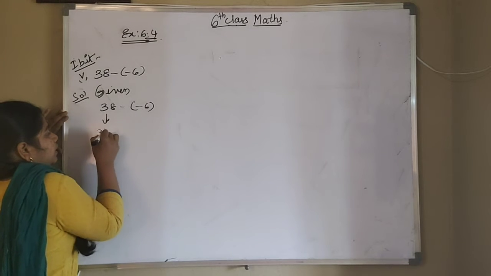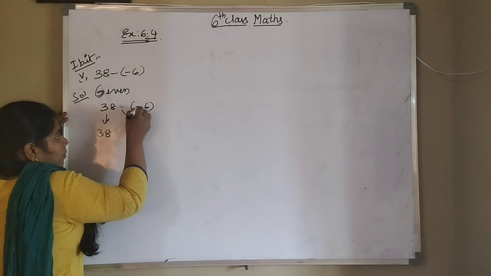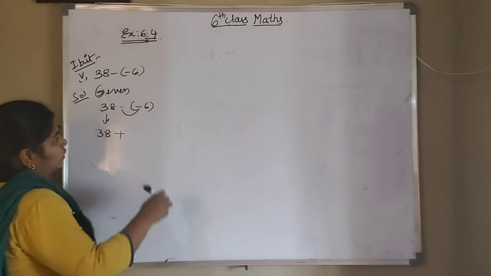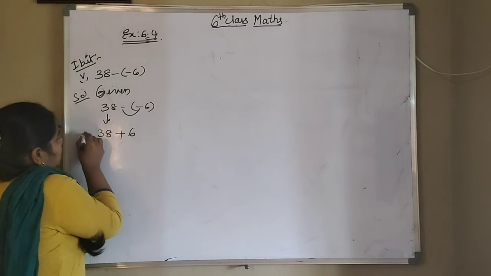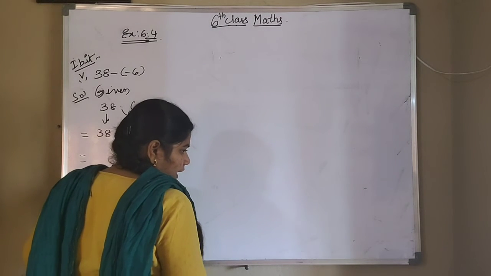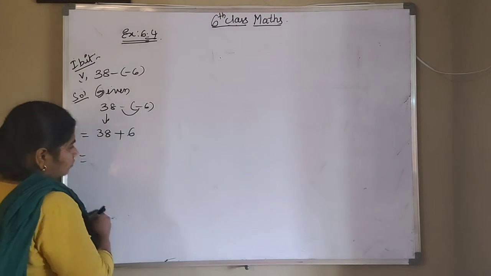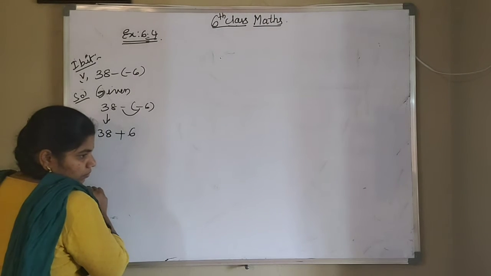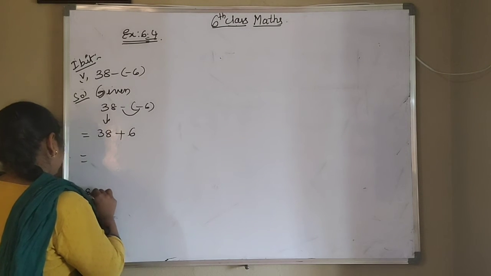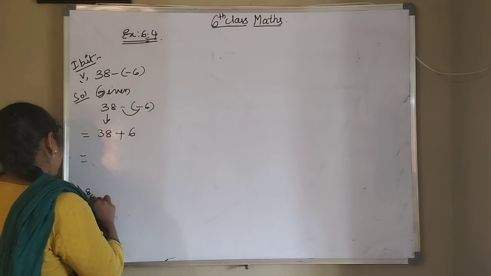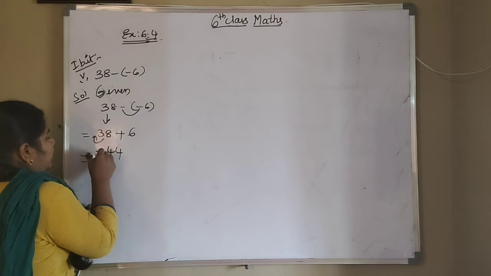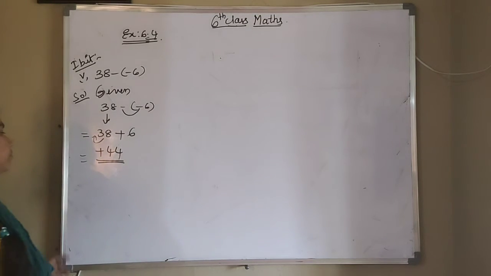So first integer you have to write as it is. Double sign, make it into single sign. Plus into plus will be plus. Okay, and this is 6. So if you add these two, so how much you will get? That will be 44. So bigger number sign is plus, so answer will be plus 44.